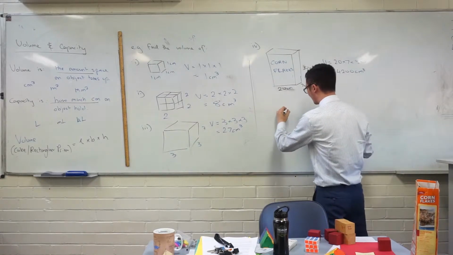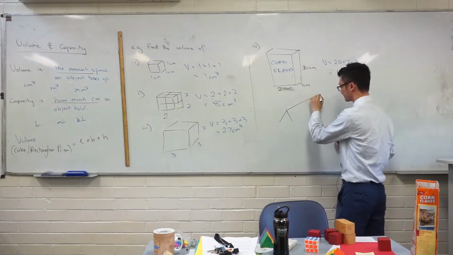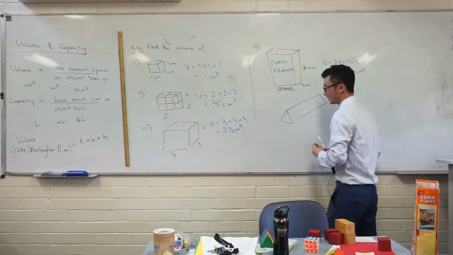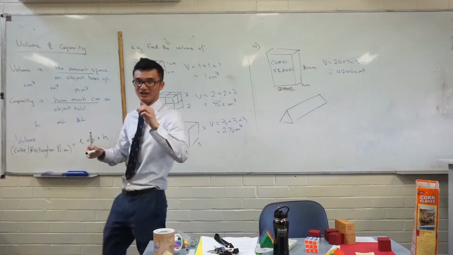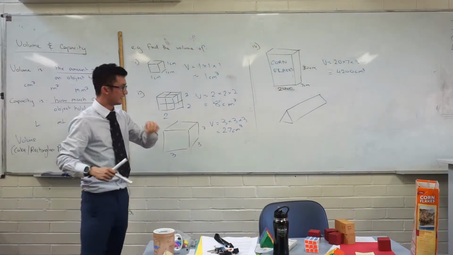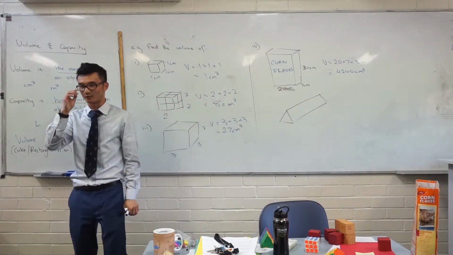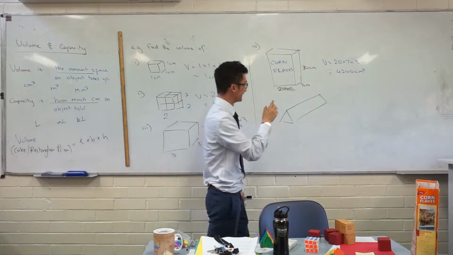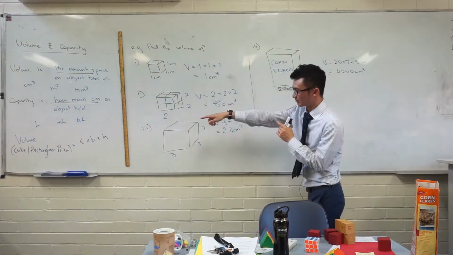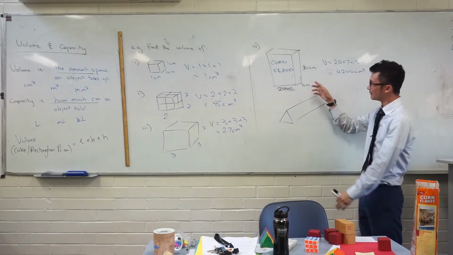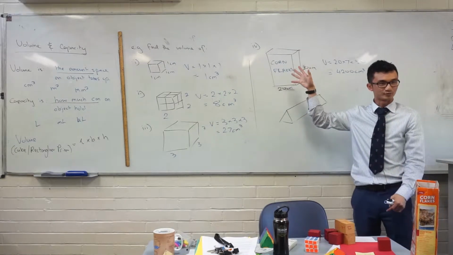Hang on. Let's draw our triangular prism. Okay. Now I said in Year 8 that we can find the volume of a cube or a rectangular prism by taking the length times the breadth times the height. So if we're thinking about that in terms of the cornflakes box, right?